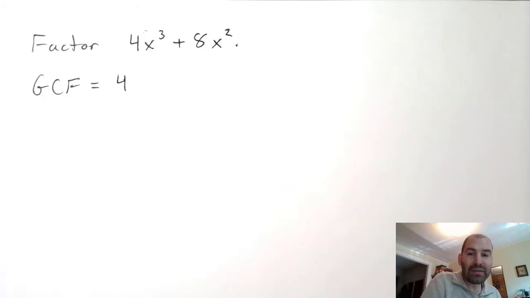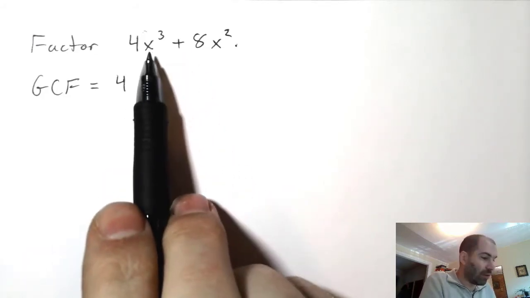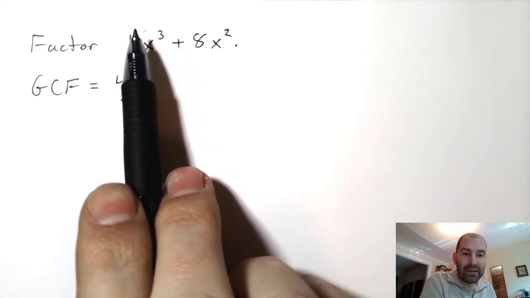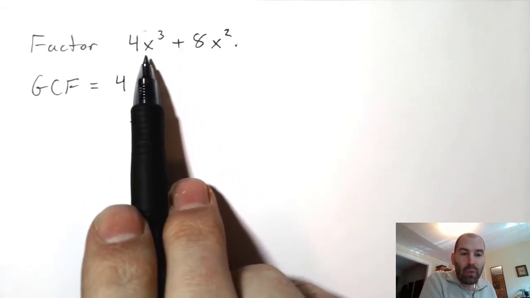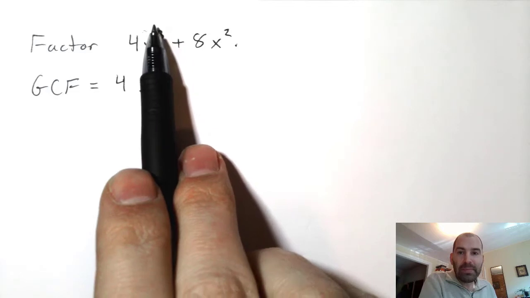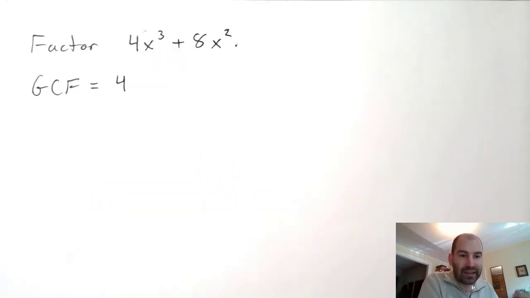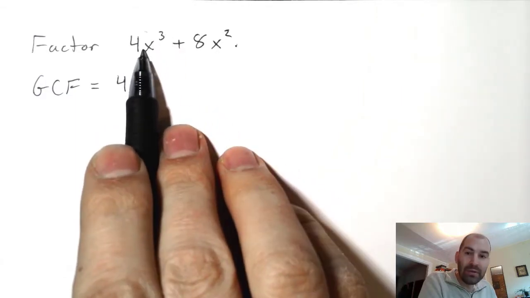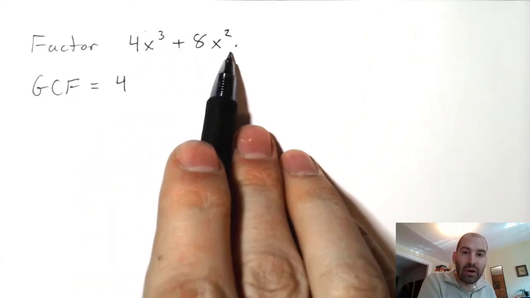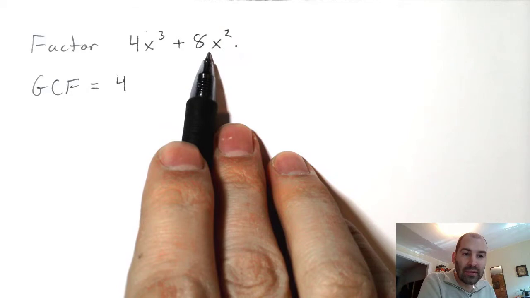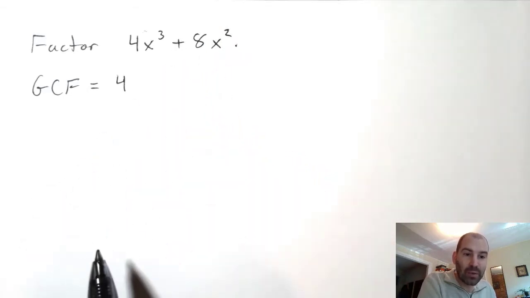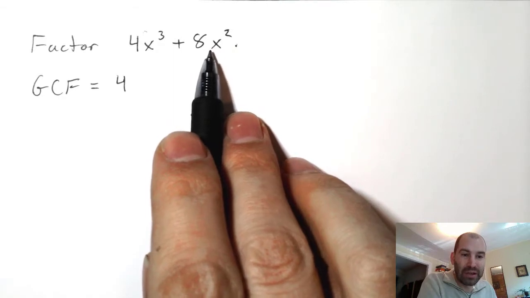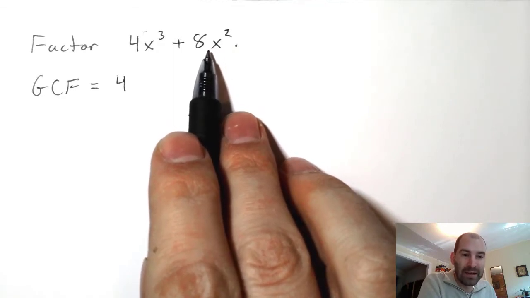Now my GCF will also have a variable part in it, so we have to think about that. We need to think, what is the largest power of x, x, x squared, x cubed, x to the fourth, that goes into x cubed and also goes into x squared? Well, it must be x squared. It can't be x cubed because x cubed does not go into x squared. 3 is bigger than 2, so it can't be that big.